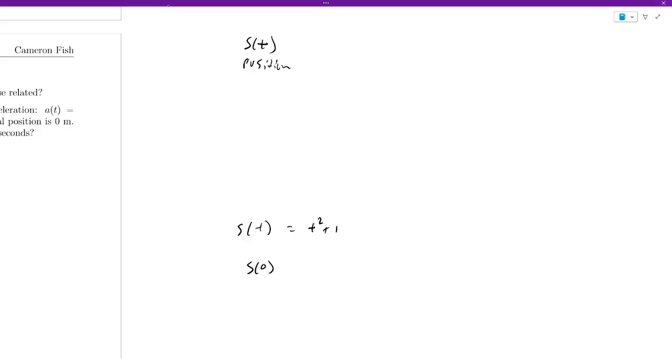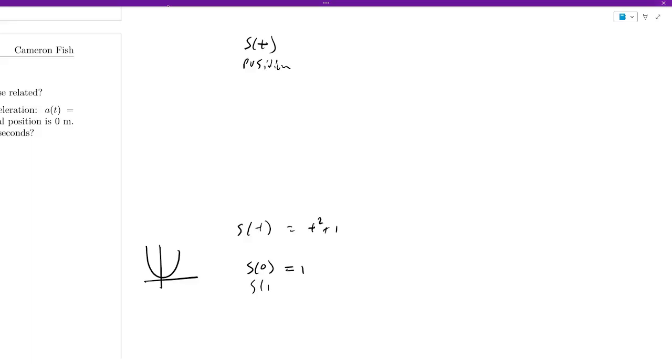T squared plus 1 is like a parabola, so it looks something like this. So, if I have a physical situation where something is moving in this kind of way, I might use a function to model its motion. S of 0 means t equals 0, so time 0, so like at the beginning of the experiment. My position is 1, that's just plugging 0 into the function.